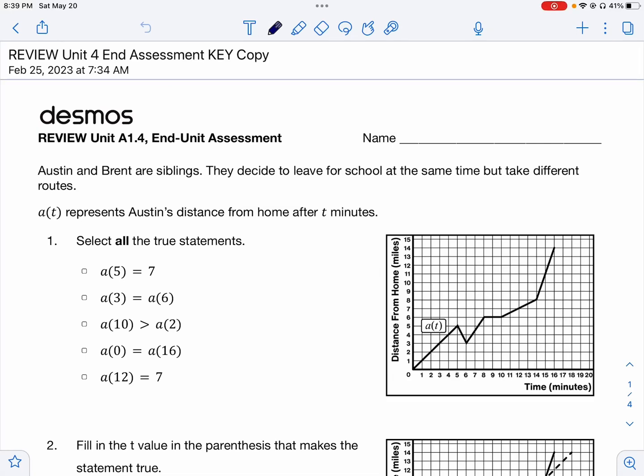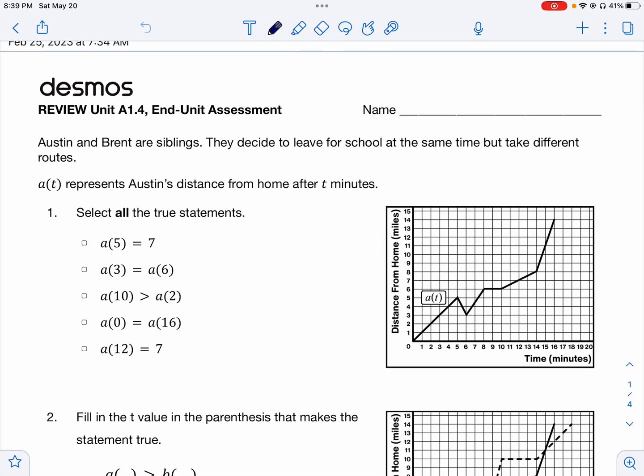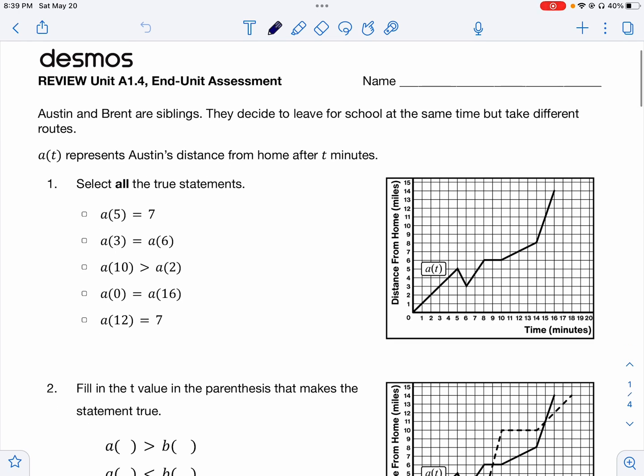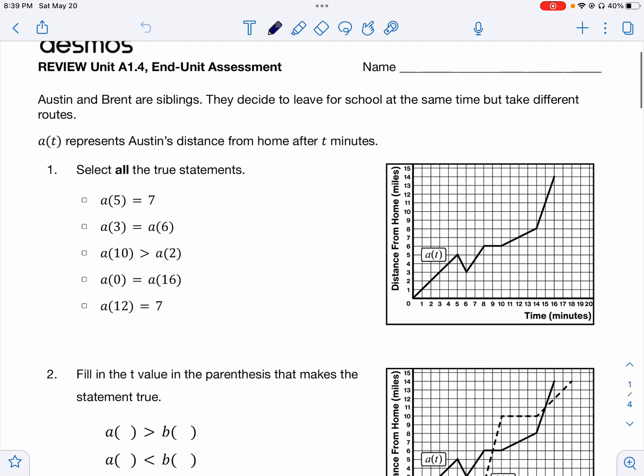Unit 4, Algebra 1 Assessment Review. In the first question, Austin and Brent are siblings. They decide to leave for school at the same time but take different routes. This graph represents A of t, which is Austin's distance from home after t minutes. Select all of the true statements.